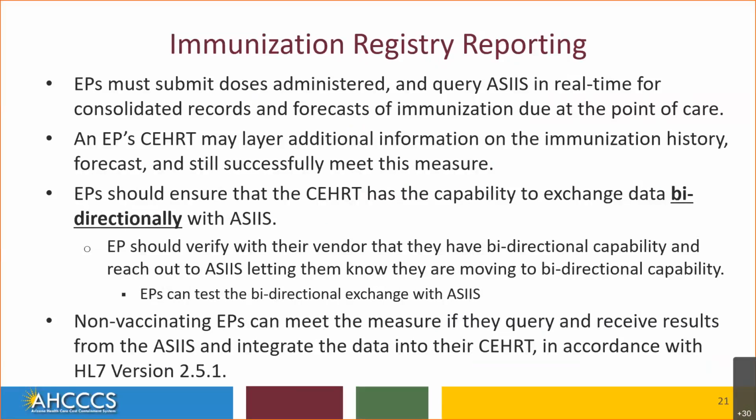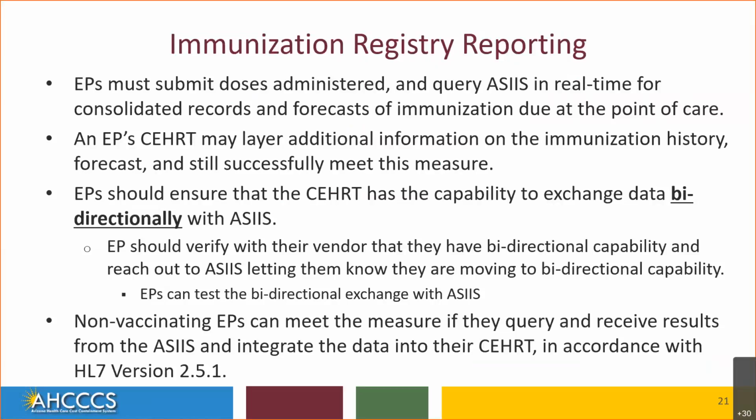EPs should ensure that the CERT has the capability to exchange data bidirectionally with the registry, and EPs should verify with their vendor that they have bidirectional capability, and reach out to the Arizona Immunization Registry, letting them know they are moving to bidirectional capability. So if you've not already moved to bidirectional in a prior program year and met the requirements, you need to make sure you're reaching out to your CERT and confirming that you can submit data between your CERT and the Arizona Immunization Registry, and you need to reach out to the registry to confirm that data is being submitted bidirectionally. EPs can test the bidirectional exchange with the registry.